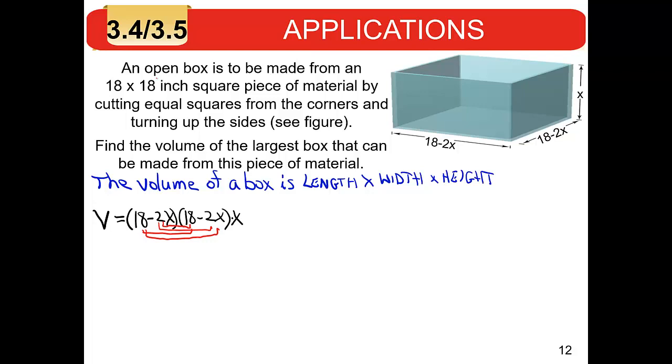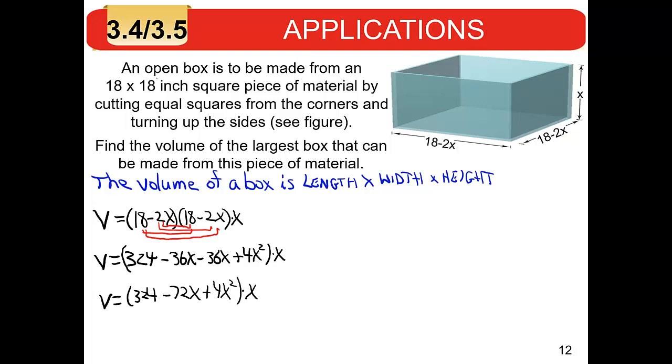If you multiply everything out and just make it into a polynomial, that's probably the best way to do it. So you do the FOIL method on that polynomial. I won't belabor that. You'll get 324 minus 72x plus 4x squared, multiplied by x. And if you multiply through by x, you'll get 324x minus 72x squared plus 4x cubed as the volume.